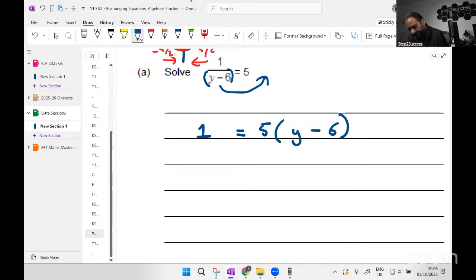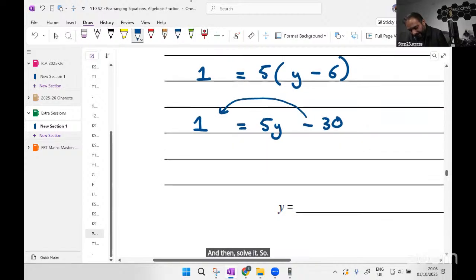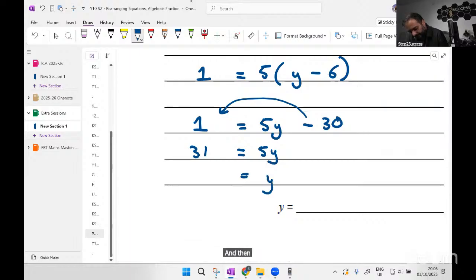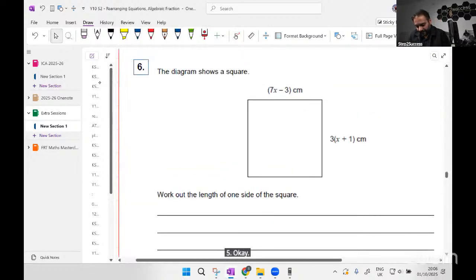Like so. Expand the brackets, you get 5y take away 30, and then solve it. So add the 30 to that to get 31, and then divide by 5, and you'll have your answer as 31 over 5. Okay. Question 6.